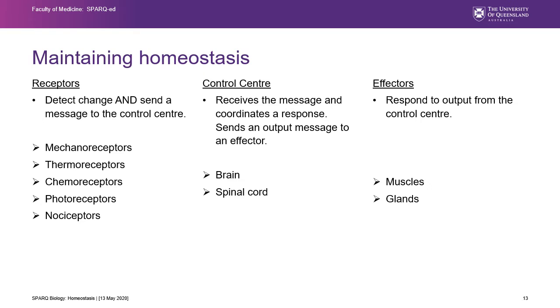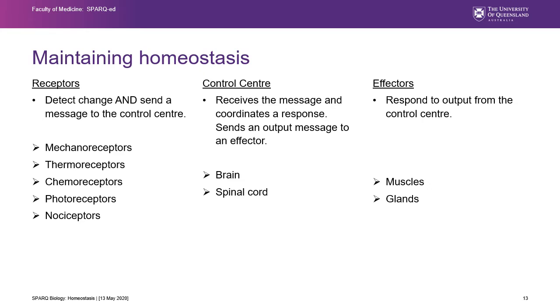The function of the control centre is to receive messages from the receptors and coordinate a response. They then send an output message to effectors. In humans, our main control centre is our brain, but our spinal cord has some ability to send our output messages back to effectors.